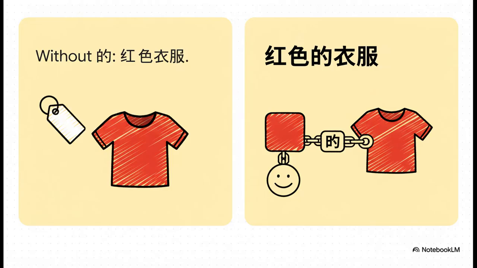So let's put it side by side so you can really see the difference. Without the 的, you just have 红色衣服. Now, would a native speaker understand you? Yeah, probably, but it sounds a little clipped, a little robotic, almost like a label you'd read on a product in a store. But when you add the 的, you get 红色的衣服. That is the full grammatically standard phrase. It makes the connection explicit and sounds completely natural.